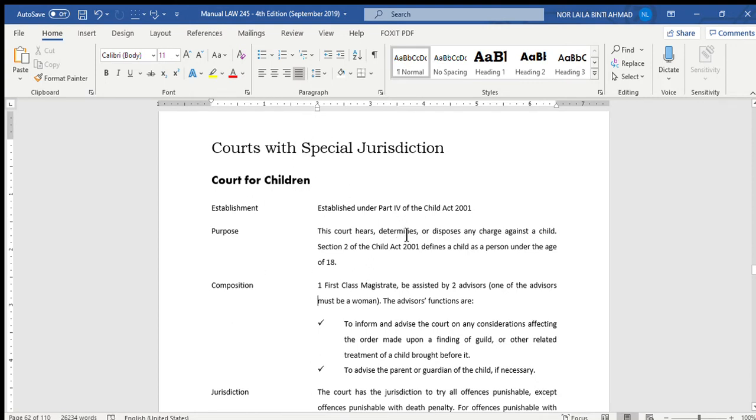I give you one illustration. Let's say Ali committed a crime at the age of 17. At that time, he was still a minor, considered a child. He was charged a year later, meaning at the age of 18. So, which court should have jurisdiction over this matter? The answer is the High Court.